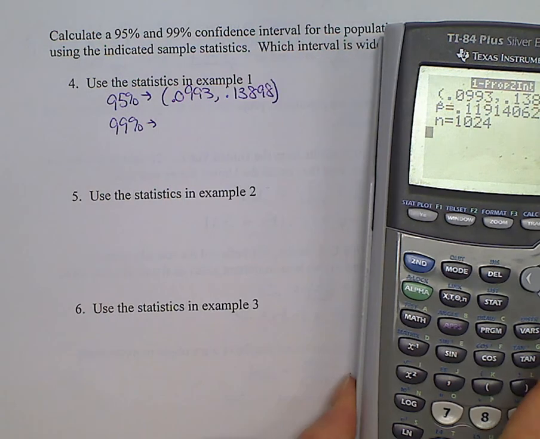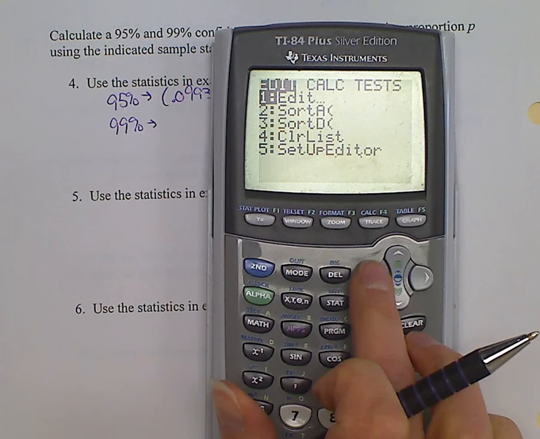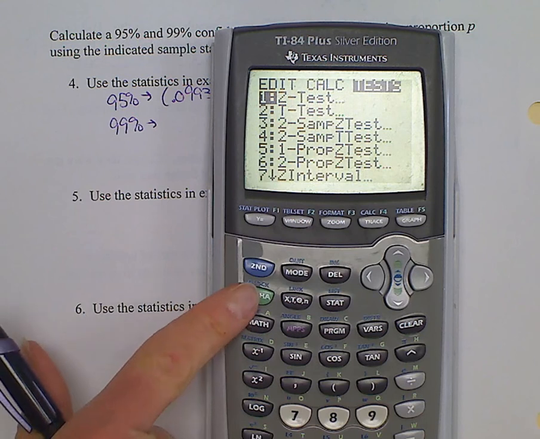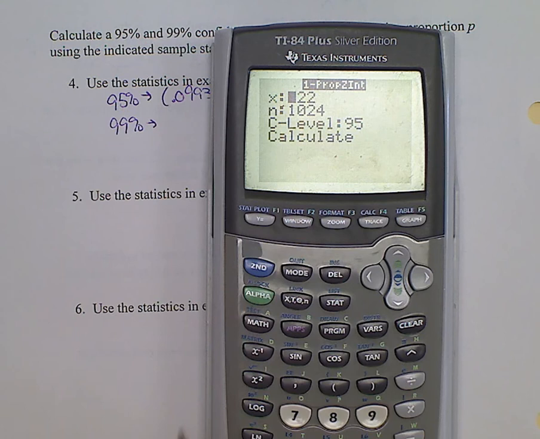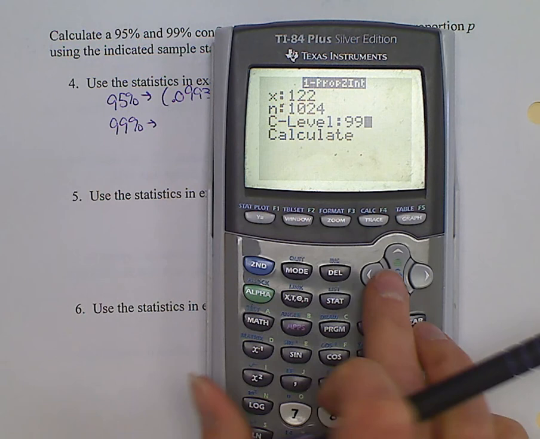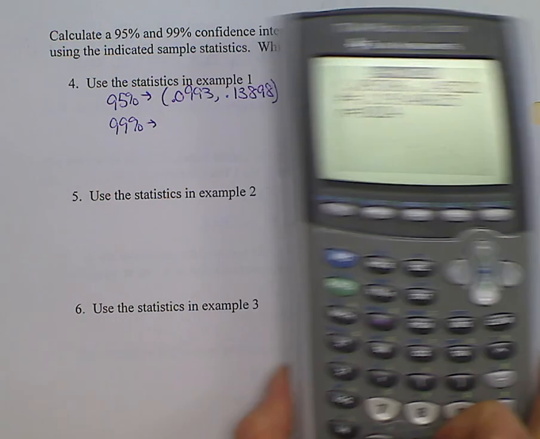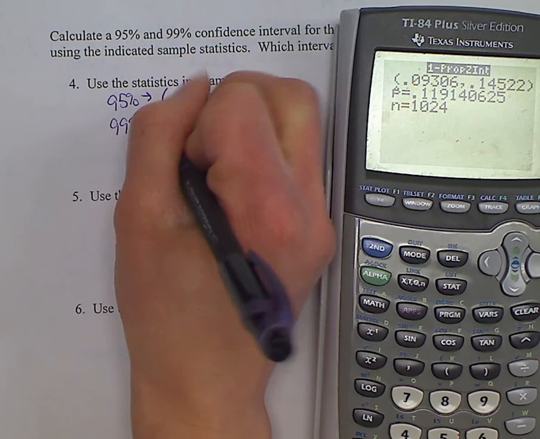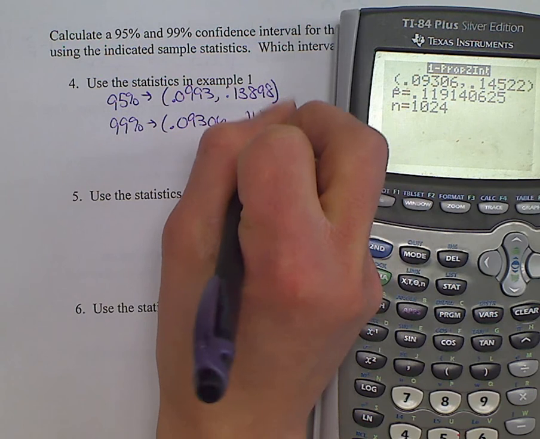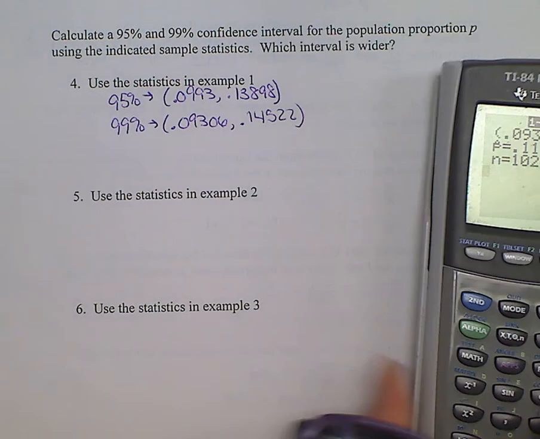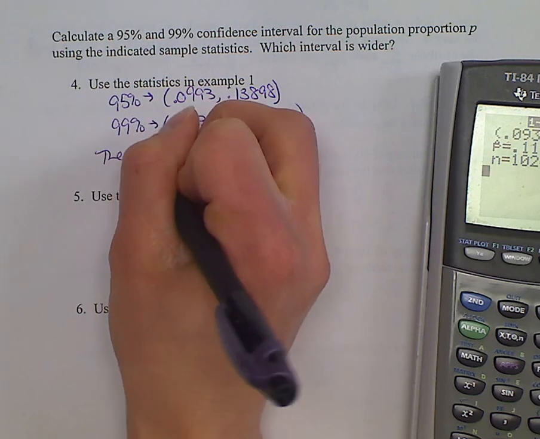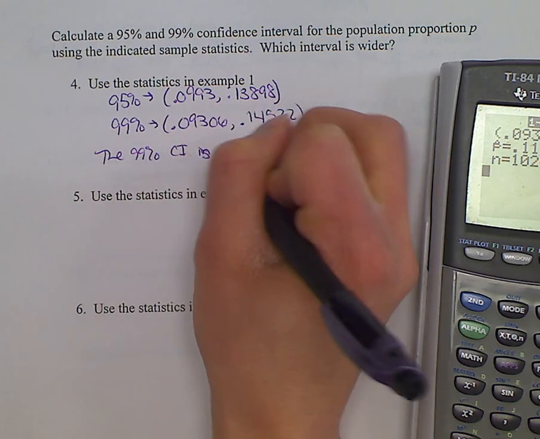Now, it also wants a 99%. So we go back to our test. Now I remember that it was option A. So a shortcut here is I could just hit alpha and the letter A, and it brings me right into that one proportion Z interval. X and N are the same, but this time we want 99%. And here's our interval. Okay, and then it says which interval is wider. The 99% confidence interval is wider.